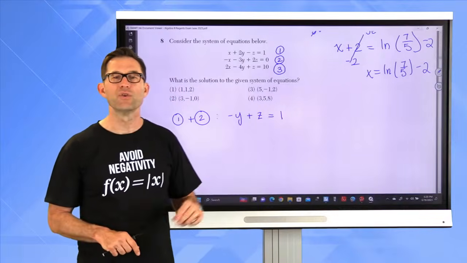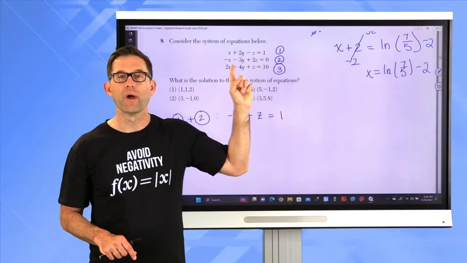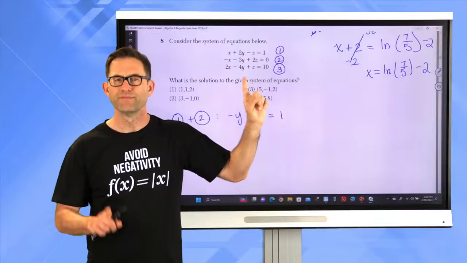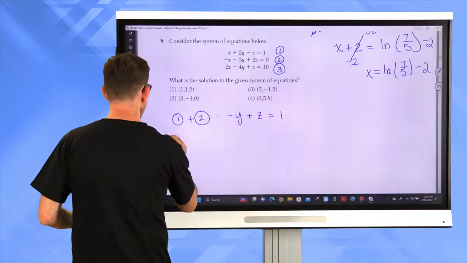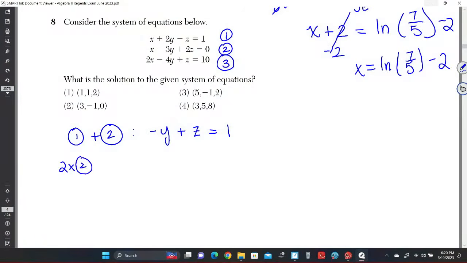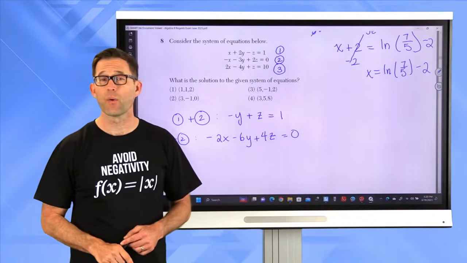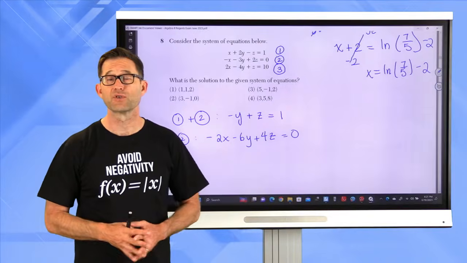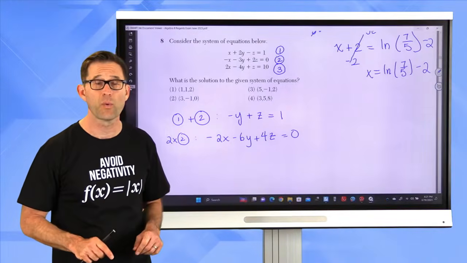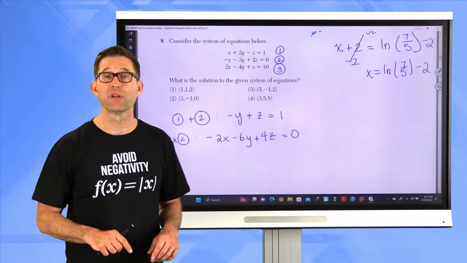But one thing I could do is I could take equation 2 and I could multiply it by 2. So just for a second, I'm going to do this. 2 times equation 2. And what will that give me? That'll give me negative 2x minus 6y plus 4z, and 0 times 2 is still 0. Now, why did I do that? Well, when you solve systems of equations, you can multiply both sides of the equations by anything you want. You saw this back in Algebra 1, and you still get something very legitimate.